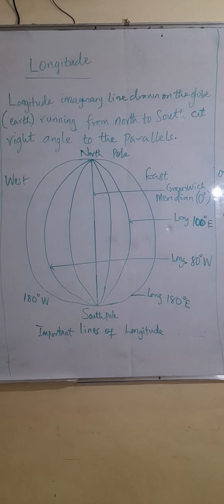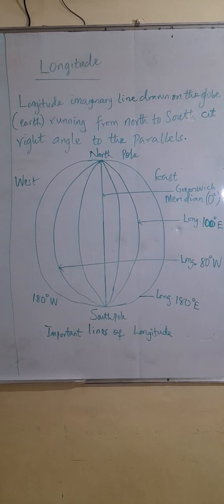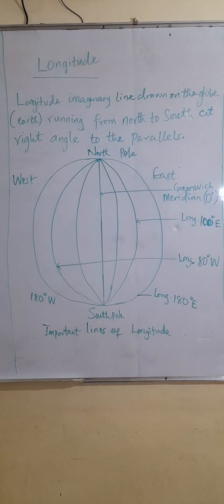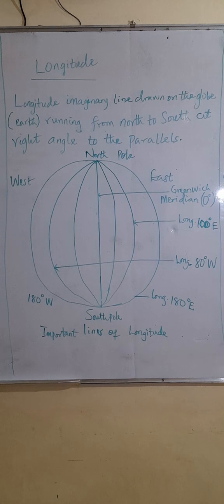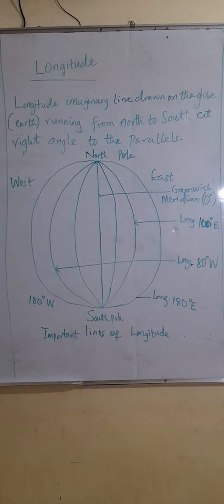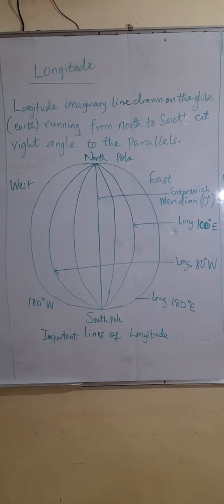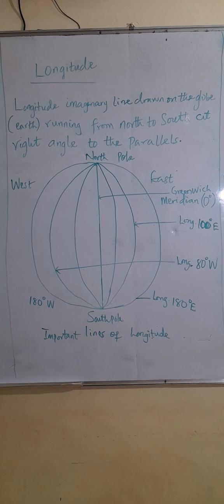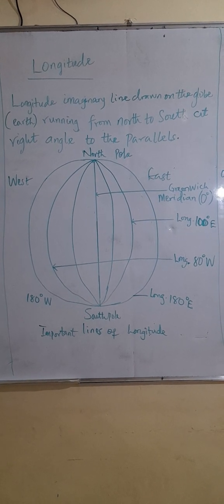In the western part we have longitude 80 degrees west. So on both sides of that line, a particular location is 80 degrees west or 80 degrees east. We also have longitude 100 degrees east and 100 degrees west. Then we have 180 degrees west and 180 degrees east. These are important lines of longitude.